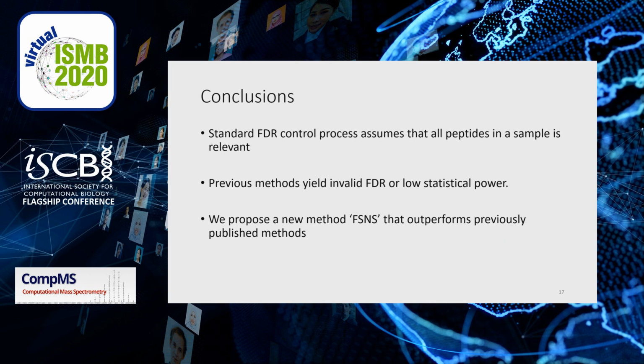All right, the key takeaways are that the standard FDR control process assumes that all peptides in a sample are relevant. And if you only care about a subset of peptides in your sample, you need different methods. However, all previously described methods either yield an invalid FDR estimate or have low statistical power. So we propose a new method, FSNS, that outperforms previously published methods.